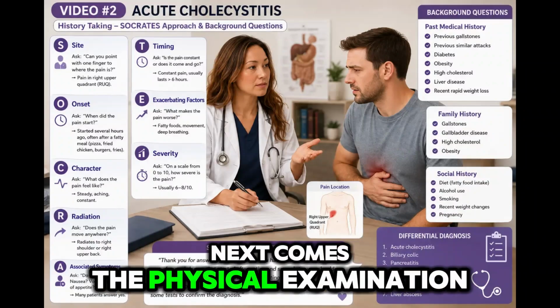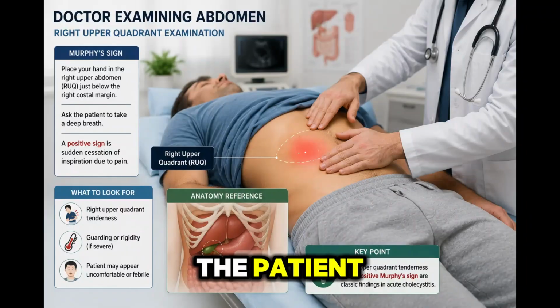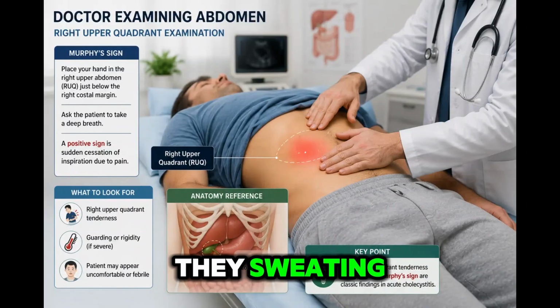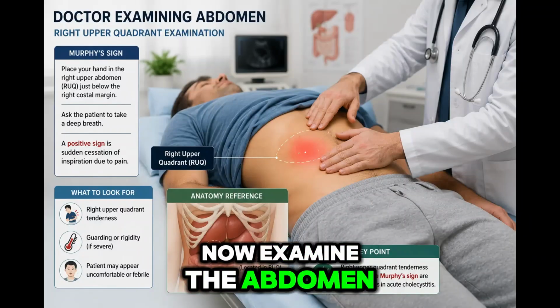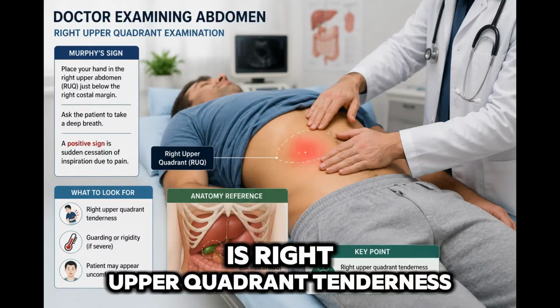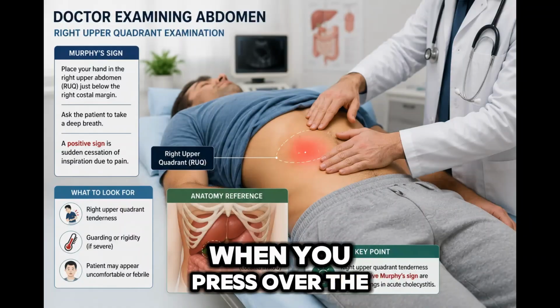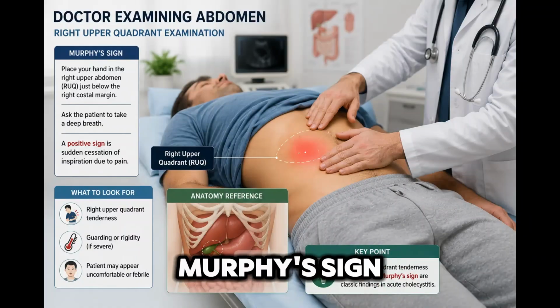Next comes the physical examination. General examination. Look at the patient. Do they appear uncomfortable? Do they have fever? Are they sweating? Do they look ill? Now examine the abdomen. The most important finding is right upper quadrant tenderness. The patient experiences pain when you press over the gallbladder area. The most famous sign is Murphy's sign.